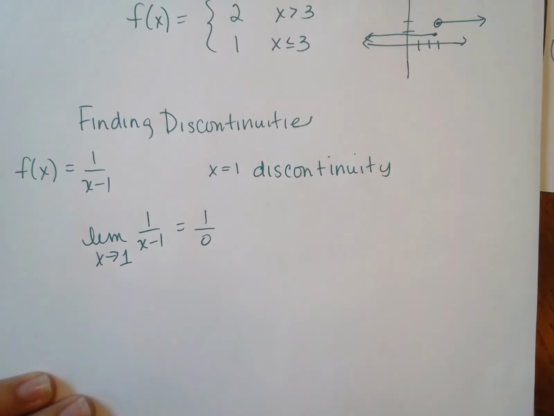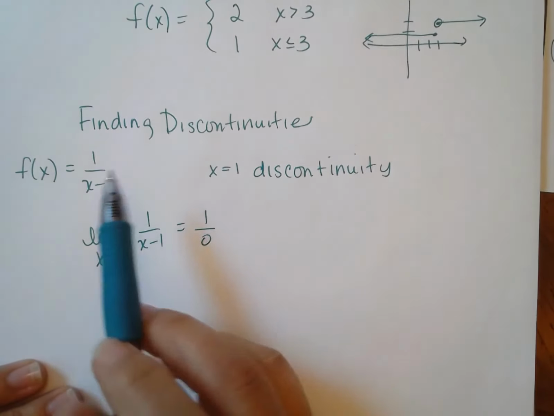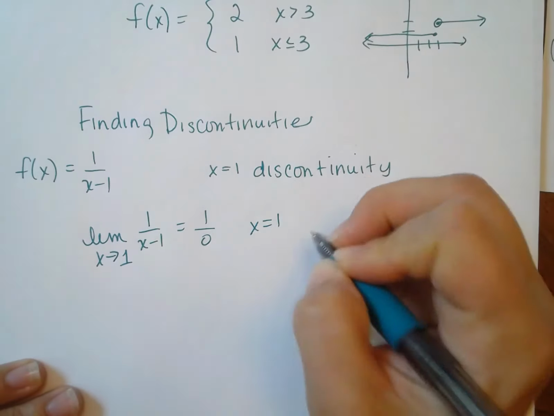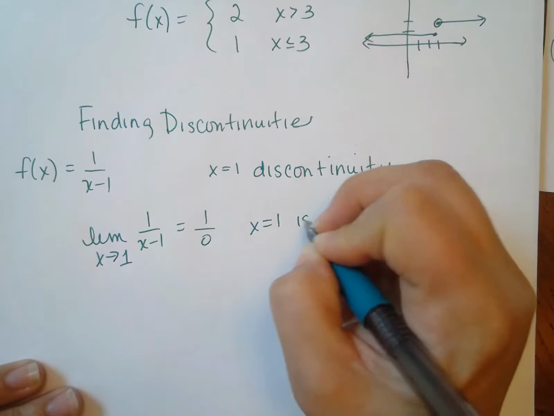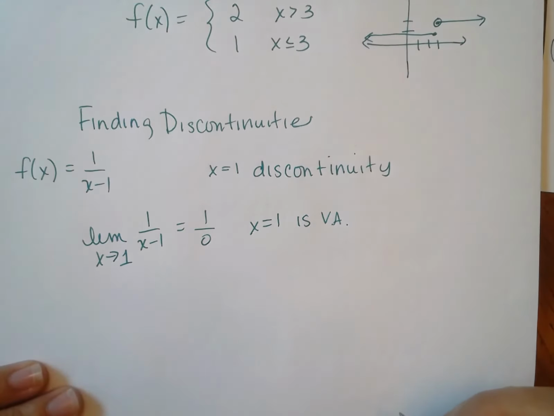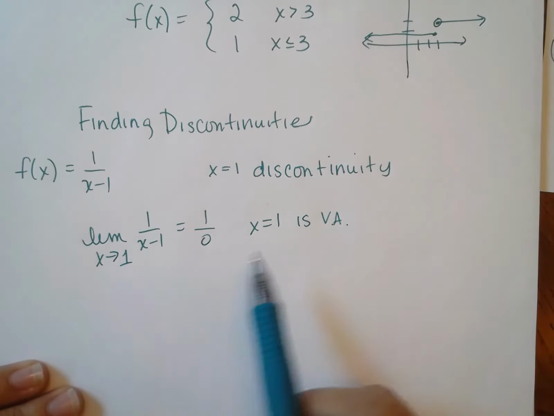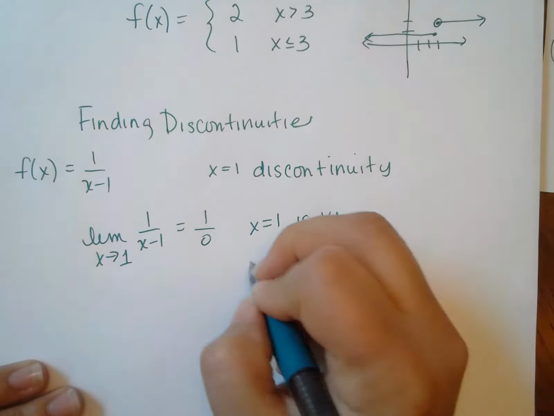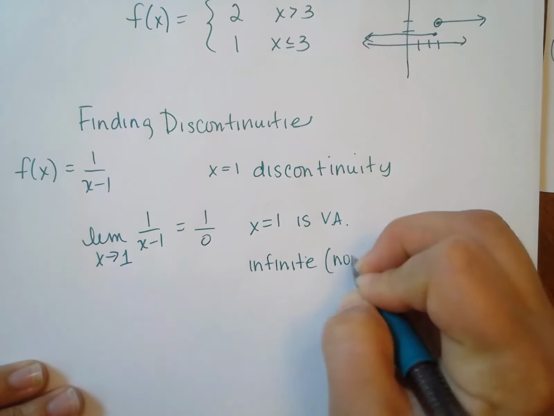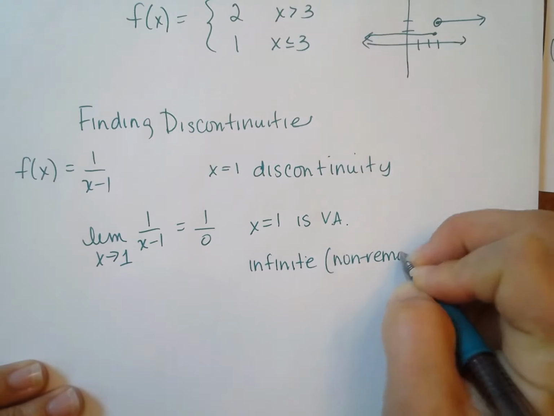And hopefully you remember that this is an implication that x equals 1 is a vertical asymptote. Also at this point, I hope that you kind of know what this graph looks like. So if that's the case, then x equals 1 is a vertical asymptote, which implies what? What happens at vertical asymptotes? We get the infinite type of discontinuities. So this is an infinite non-removable discontinuity.